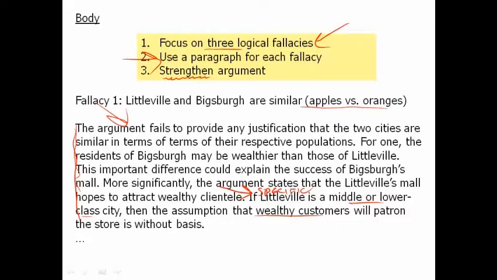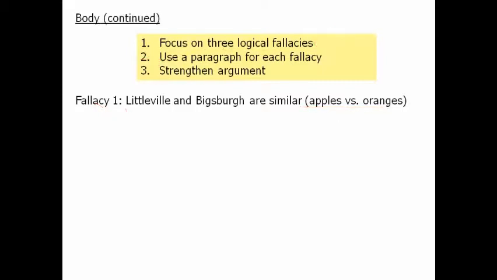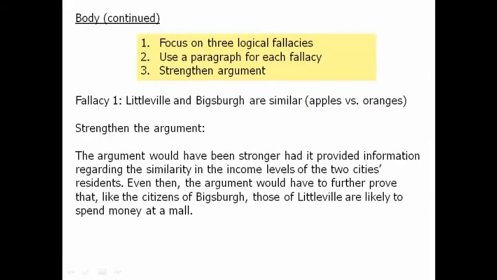And once we've done that, we want, again, not to forget to strengthen. That is, we want to strengthen the argument right here. So in doing so, we have here, the argument would have been stronger had it what? And then we talk about, well, the income level again. And it goes on to say, even then the argument would have to prove more. That wouldn't just be enough, but even if the citizens of both cities had enough money, were wealthy, that the citizens of Littleville would actually spend it at the mall. Maybe they're more frugal. They have different buying habits. We'd have to know all these things. So again, strengthening the argument is a part of each of the 3 paragraphs.